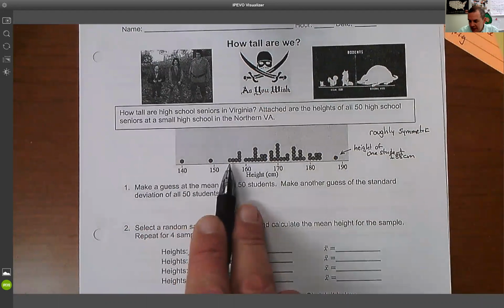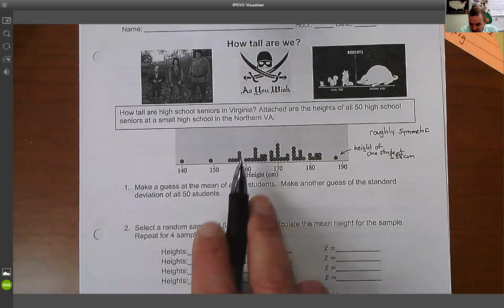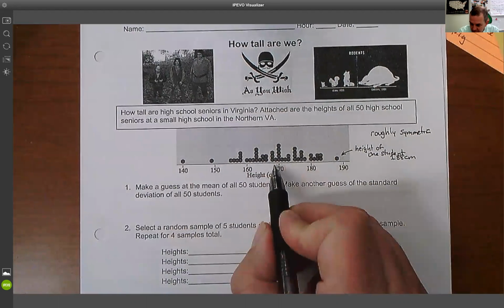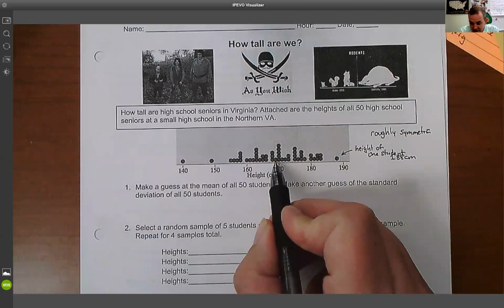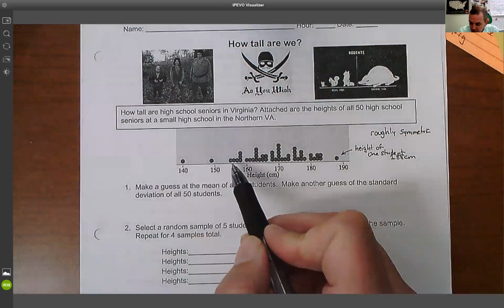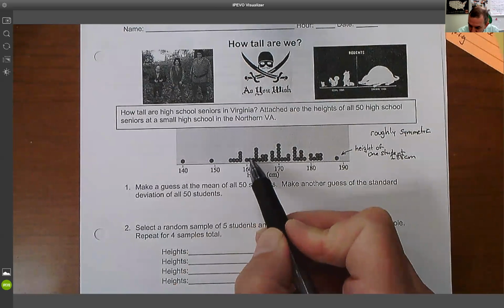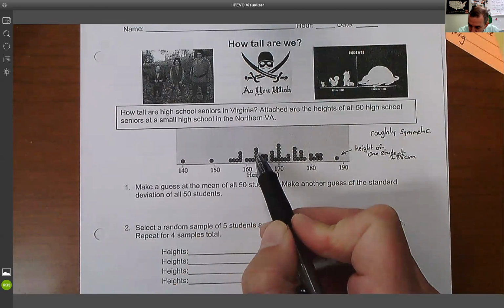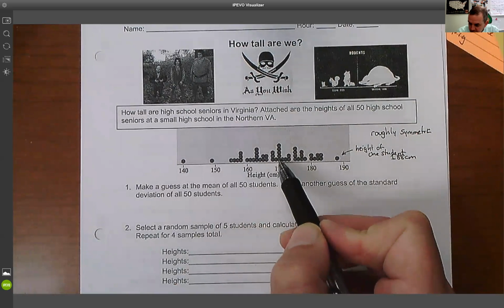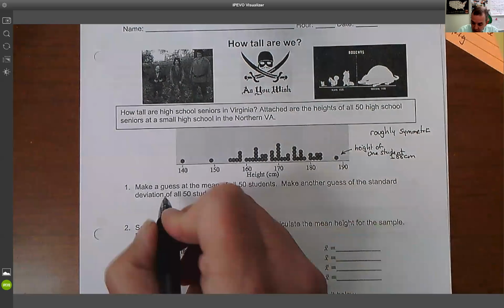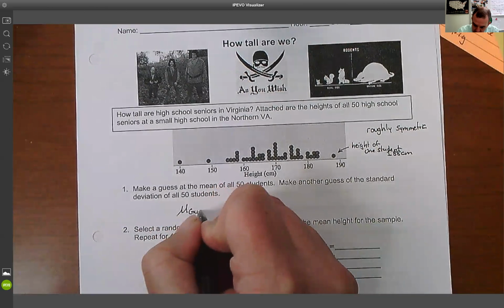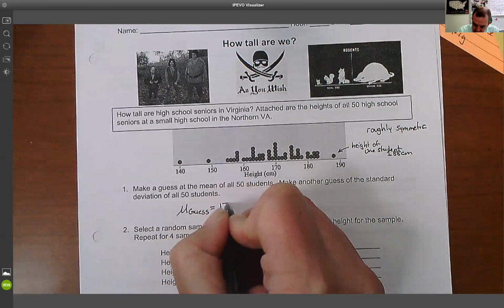Where would you think the mean would be? The mean would probably be somewhere near the middle. If we're going to ballpark it, maybe we'd say the mean is 170, 169. If we wanted to figure out exactly where the median is, we could go to the 25th and 26th: 1, 2, 3, 4, 5, 6, 7, 8, 9, 10, 11, 12, 13, 14, 15, 16, 17, 18, 19, 20, 21, 22, 23, 24, 25, and 26. So if we wanted to ballpark it, our mean guess would be about 170 centimeters.